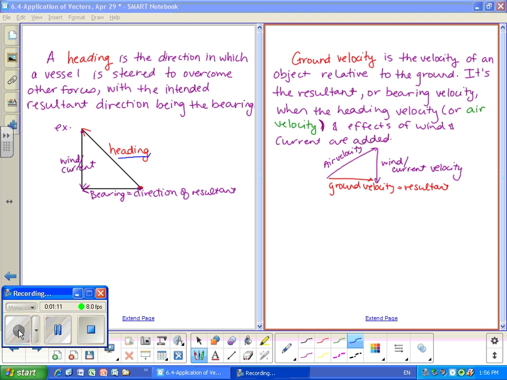Okay, so now you have three types of velocities. Your first is your air velocity. So that's just you flying in the air or moving in the air. The next one is the wind velocity. And the final one is the ground velocity. The ground velocity is the resultant. And it's just your velocity relative to the ground, according to the ground. If you look at air velocity, that's the heading vector. So we had just previously looked at the heading. So your air velocity would be your heading vector.